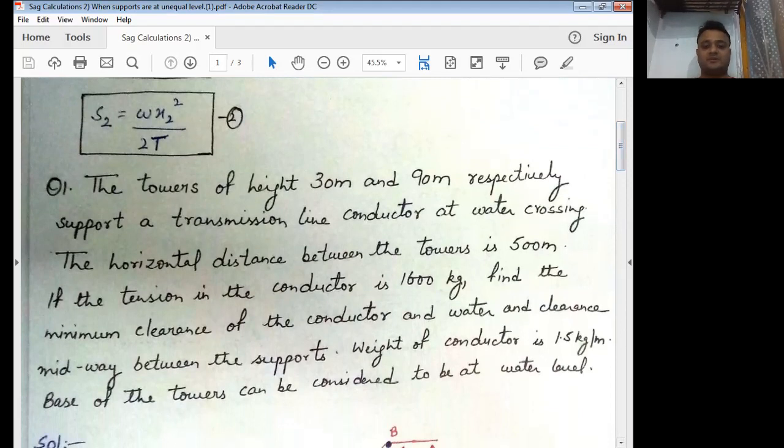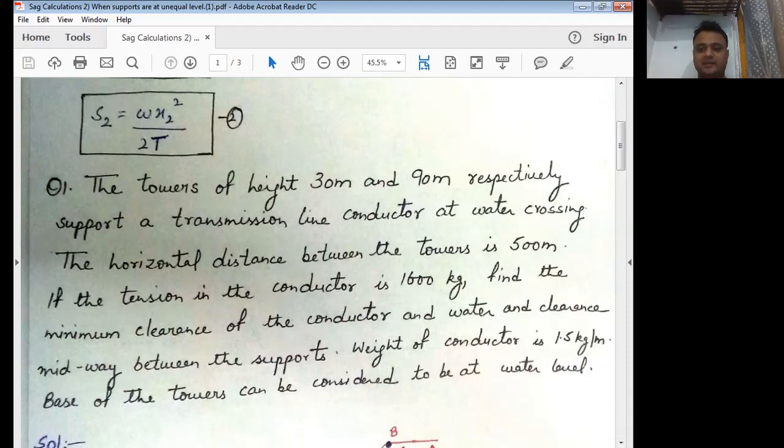The towers of height 30 meter and 90 meter respectively support a transmission line conductor at a water crossing. The horizontal distance between the towers is 500 meter. If the tension in the conductor is 1600 kg, find the minimum clearance of the conductor and water and the clearance midway between the supports. Weight of the conductor is 1.5 kg per meter. Base of the towers can be considered to be at water level.